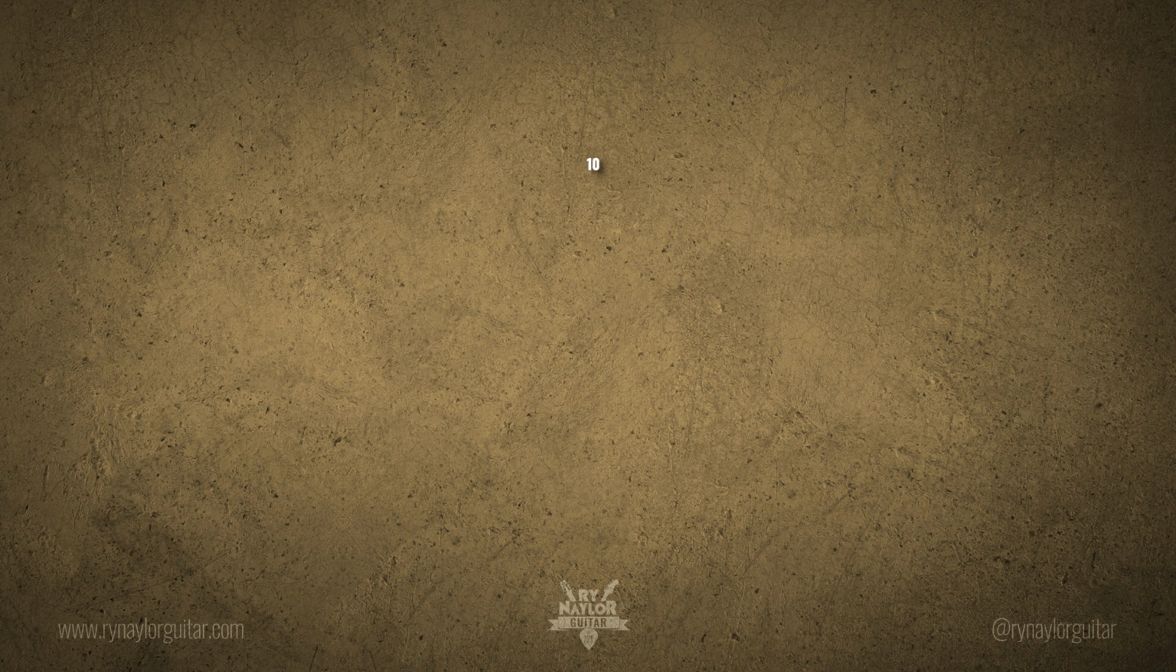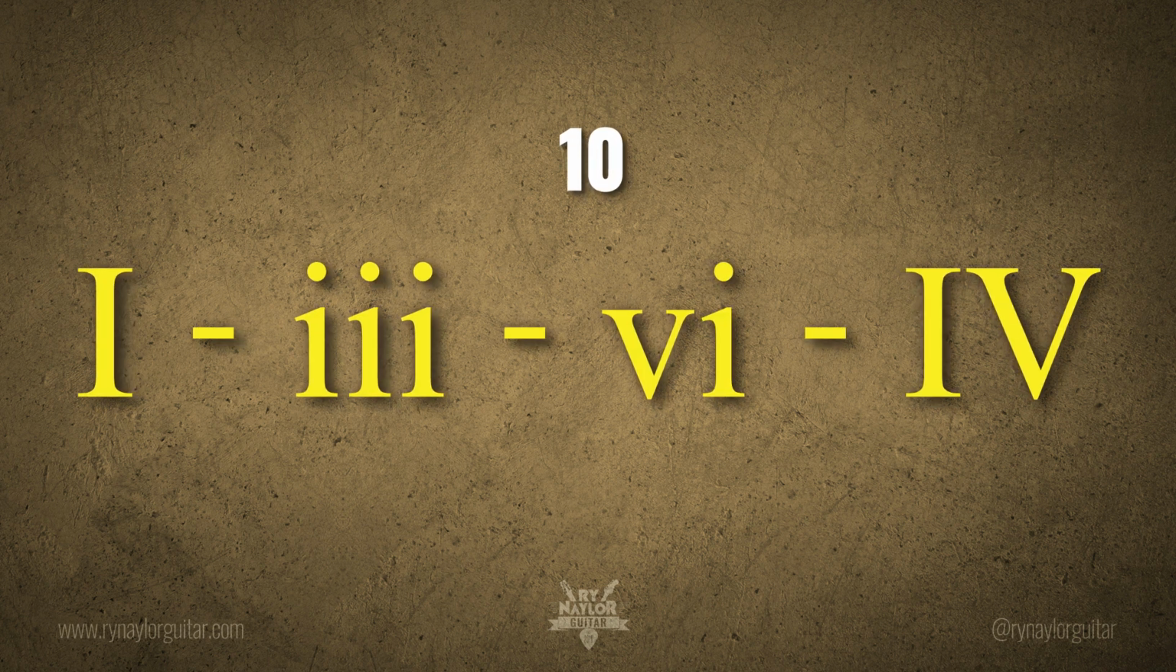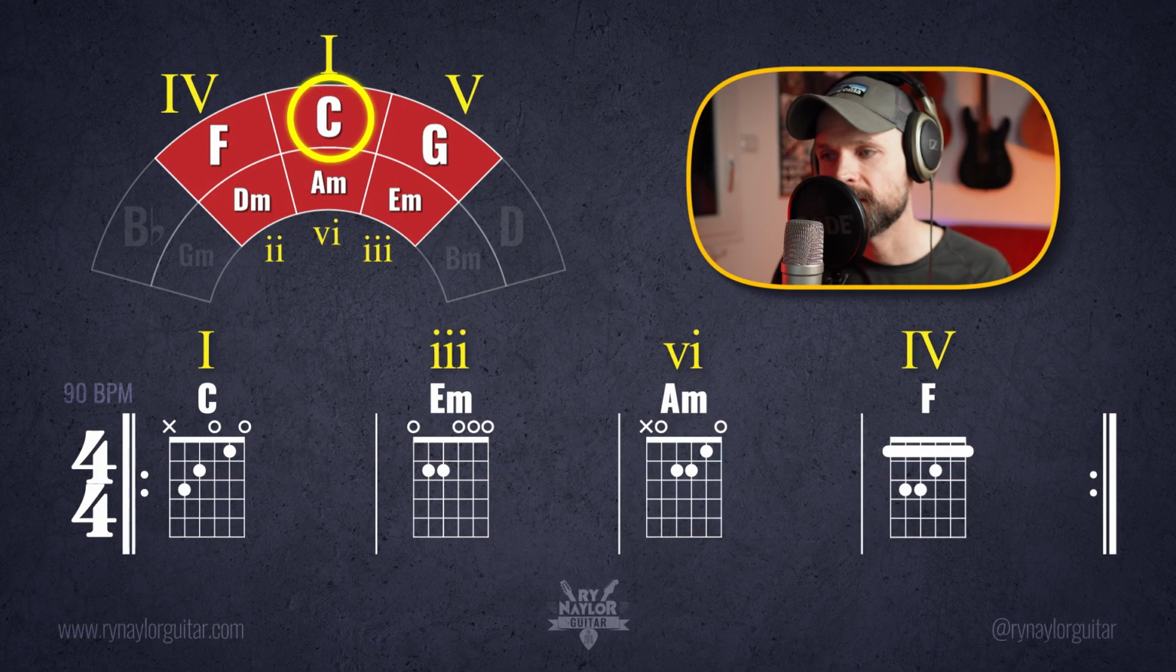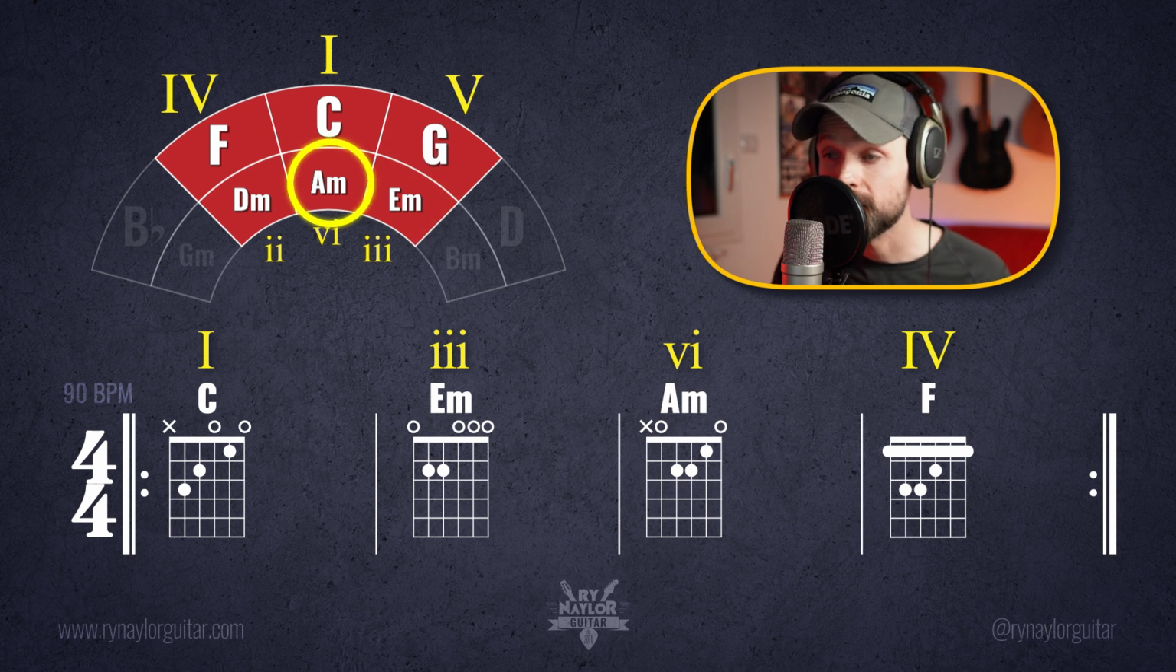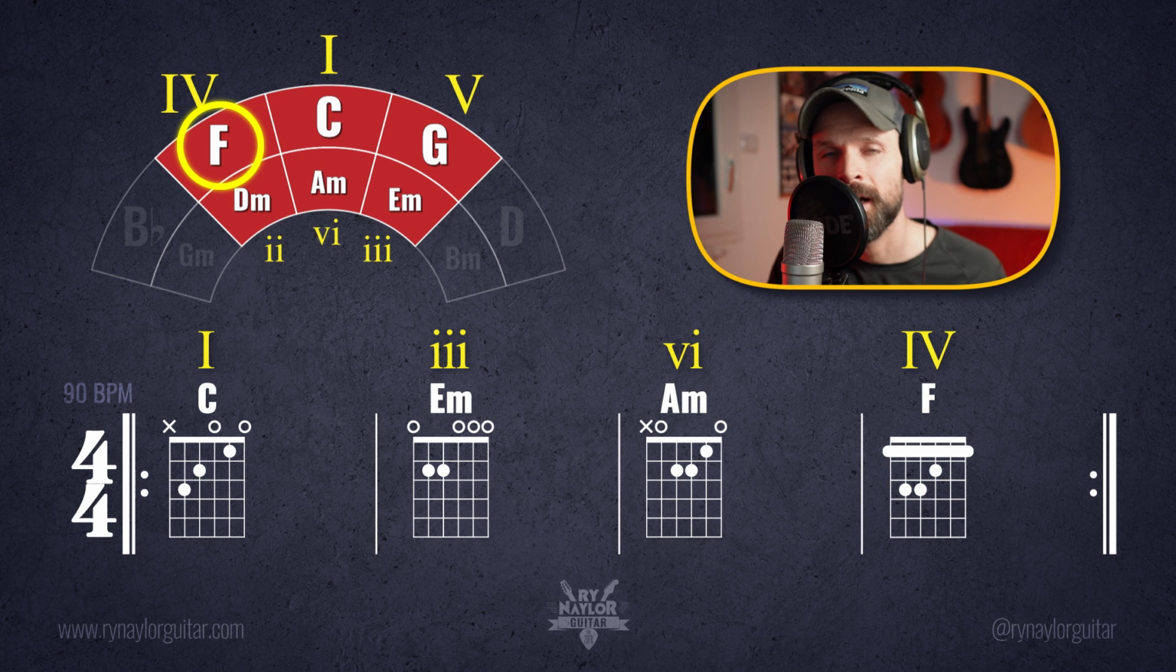Enjoy that one, the 1-3. That's been used to great effect in a 4-measure progression. Let's begin 1-3 and extend. This time a 1-3 to 6 to 4. C, E minor, A minor, F.